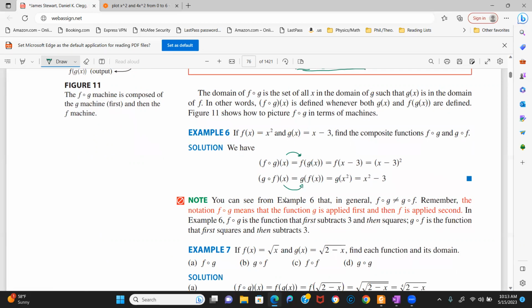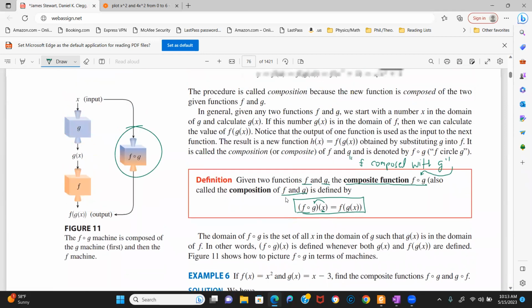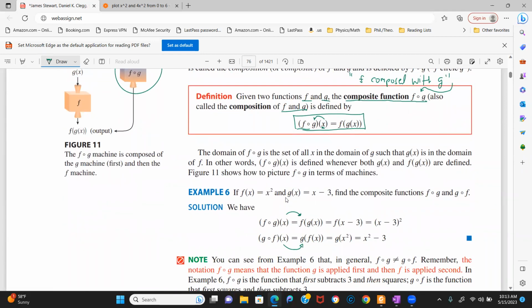But don't be fooled by the form of this formula, and the specific symbols in the specific order it uses them. This tells you how to evaluate f composed with g, but you can very well just rearrange things to define g composed with f. So let's write that out over here.